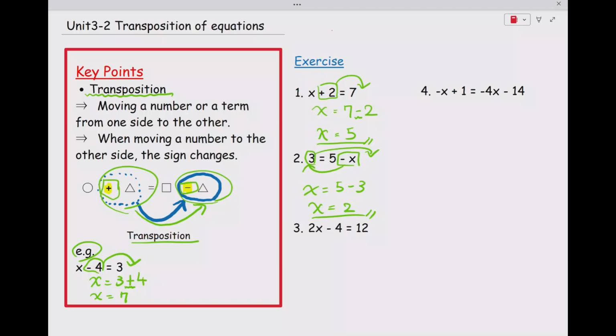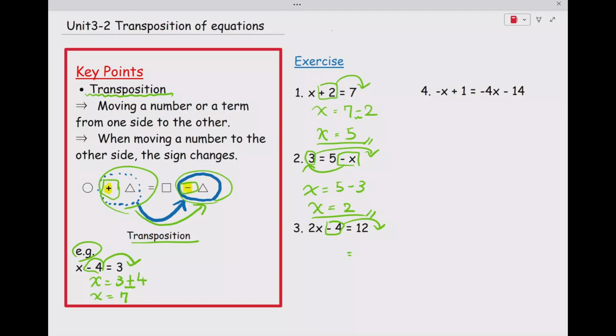Question number 3. 2x minus 4 equals 12. First, let's move the terms in the way so that we collect the letter terms on one side and the number-only terms on the other side. In this case, if we move minus 4 to the right side, the left side would be the letter terms and the right side would be the number-only terms.